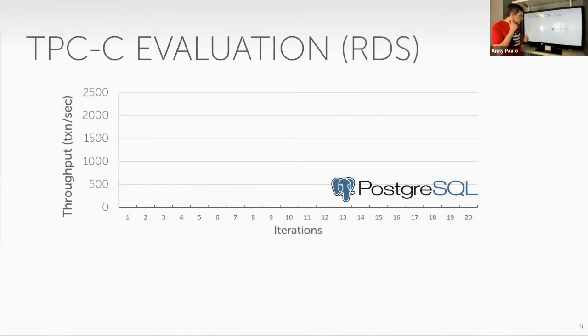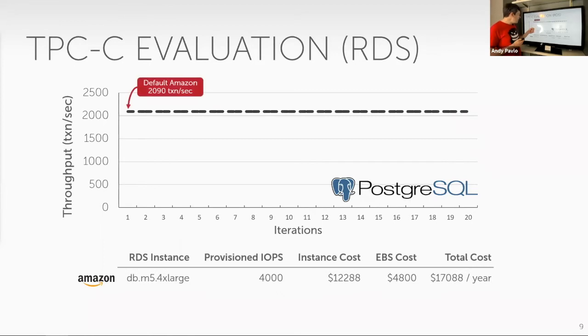So this is another study we've done, where we see how well we can tune the RDS version of Postgres that Amazon provides. Here we want to see: can OtterTune not only improve performance, but also reduce the cost of running on RDS? Because as you may know, Amazon charges a lot. These things are very expensive. So the first line here is the throughput you get from running TPCC on RDS using the M5 4xlarge with 4,000 provisioned IOPS.